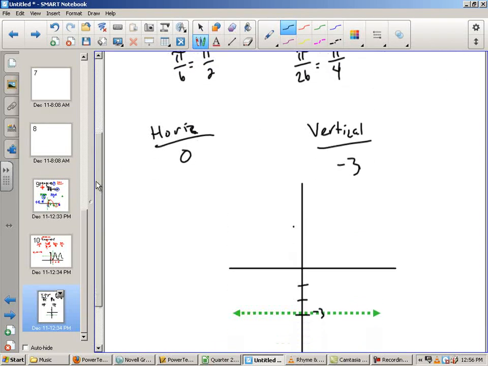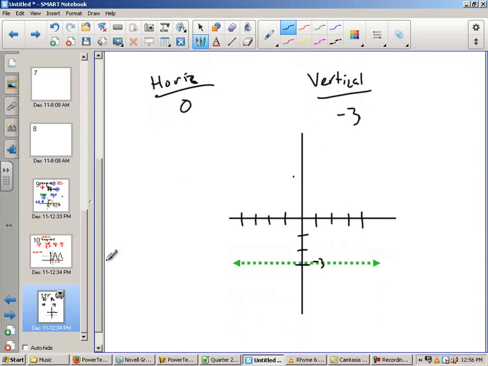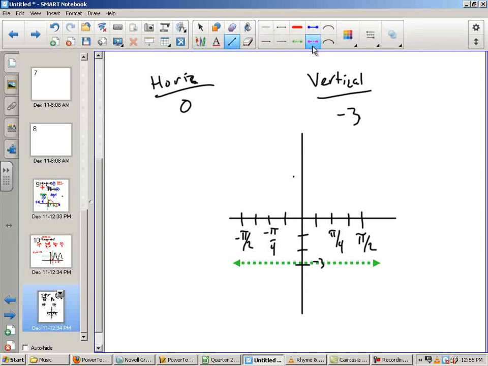And then we need to get in those hash marks and everything. With no horizontal shift, I can do the traditional 4, 1, 2, 3, 4, 1, 2, 3, 4, and call this pi halves. And this negative pi halves, obviously this would be negative pi over 4 and pi over 4, where I would have those vertical asymptotes.